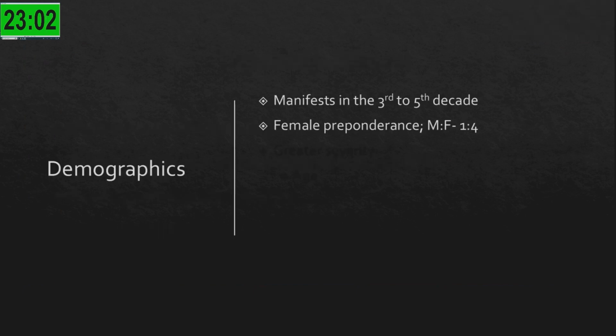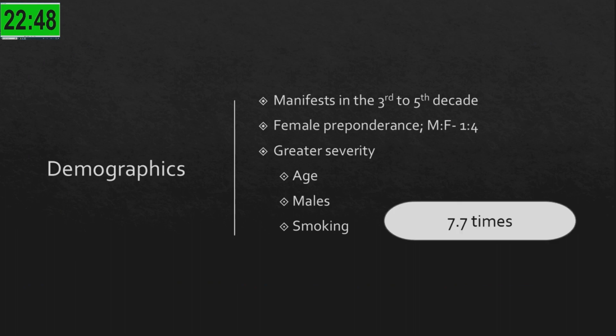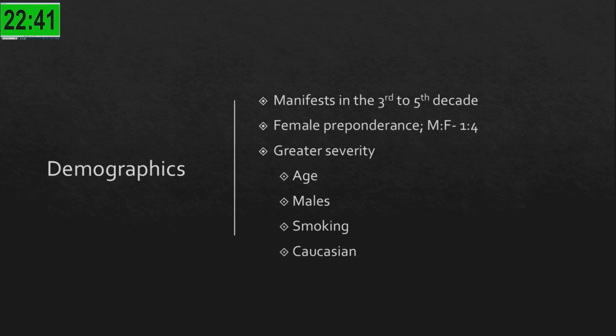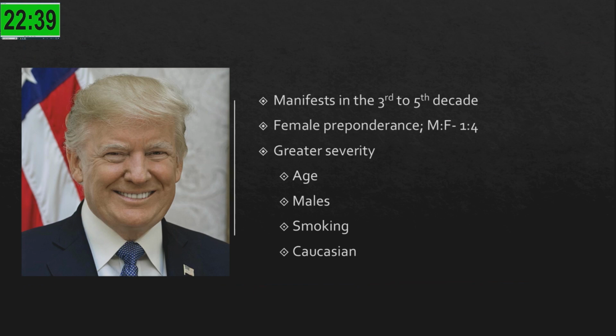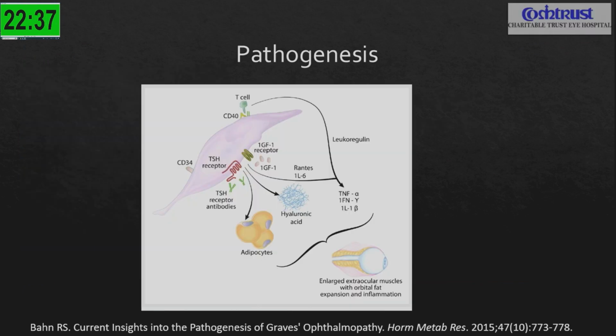It manifests more commonly in females in the age group between 30 to 50 years, but greater severity is noted in elderly, especially males. And smoking has been known to be a risk factor which increases the severity as well as gives a poorer outcome in such patients by 7.7 times, and a greater predisposition to Caucasians.